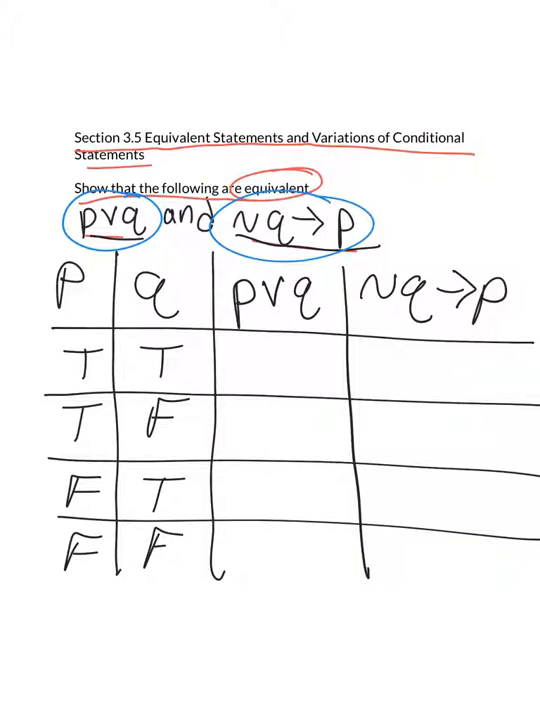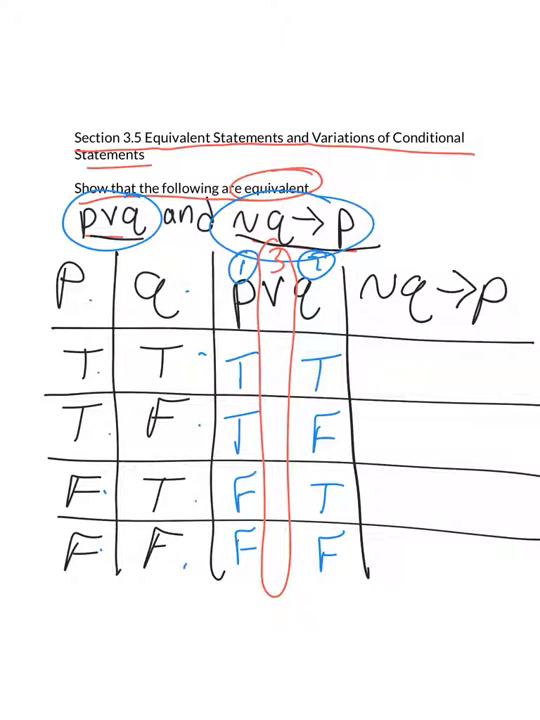So looking at the P or Q line, step 1, I'm going to copy and paste the P column over, which is TTFF. Can't do the arrow until I have what's on either side of it. So step 2, it's a plain old Q, so copy and paste now the Q column over, which is TF. Step 3, the down arrow means or. I'm going to apply the or arrow to what's around it.